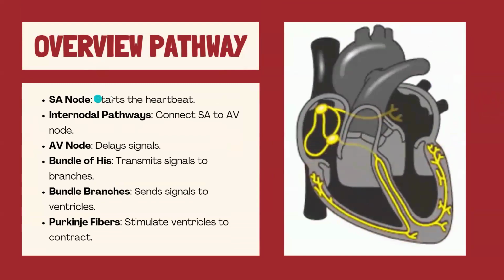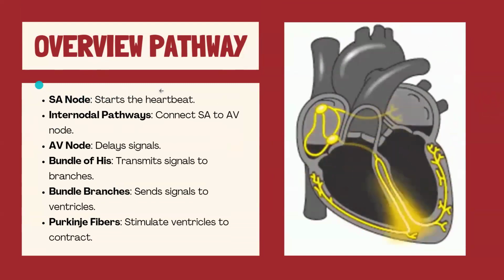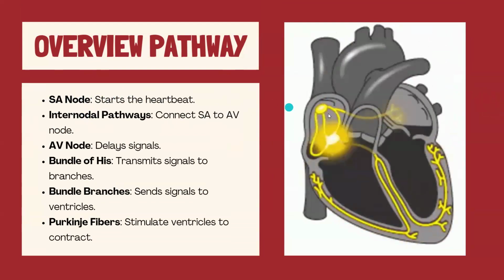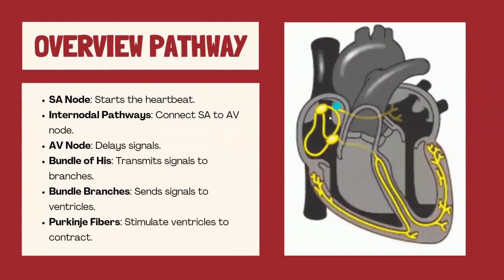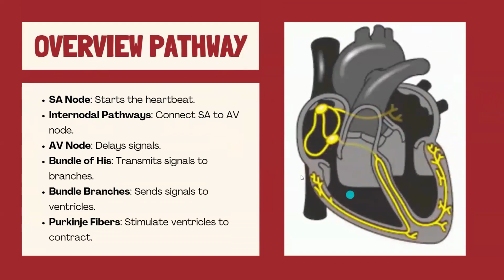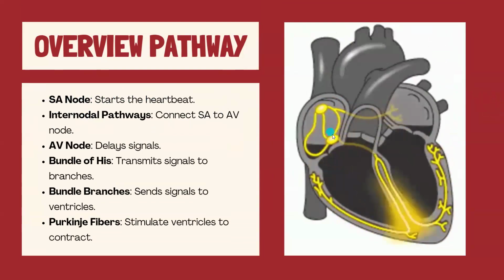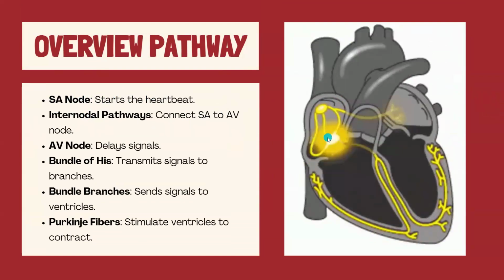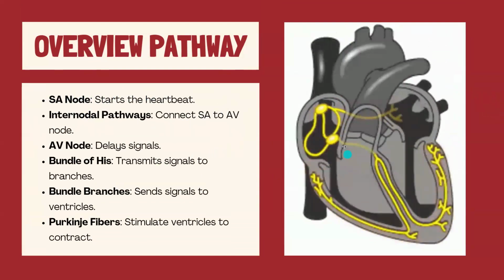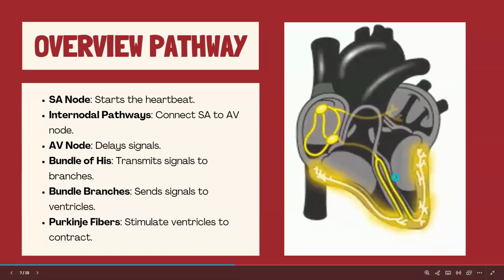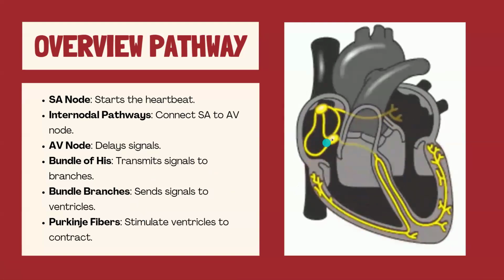So to overview the pathway, just to jog your memory, it starts in the SA node over here. It sends a signal via internal pathways. And also, I forgot to mention, some of the internal pathways actually go to your left atrium over here as well. And then they reach the AV node. As you can see in this GIF that I found, it delays it. You can see it travels really fast, but then it delays over here. And then it goes to the bundle of His, which splits into two, and it finally goes to the Purkinje fibers.